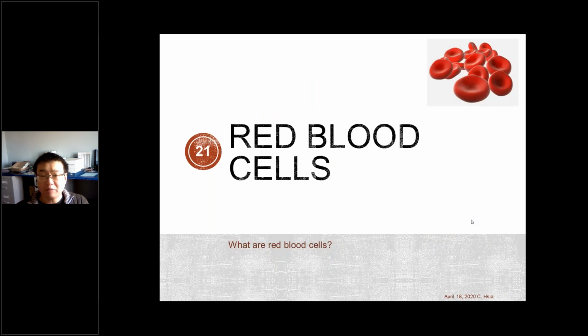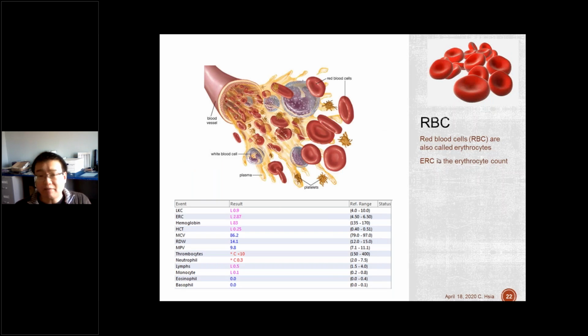Okay. So red blood cells too are very, very important. They too have other names. We also call red blood cells erythrocytes, and we might use the term ERC as a short form of erythrocytes. And you can see here the erythrocyte number in this patient, for example, is a little bit low, 2.87, where the normal reference range is 4.5 to 6.5.